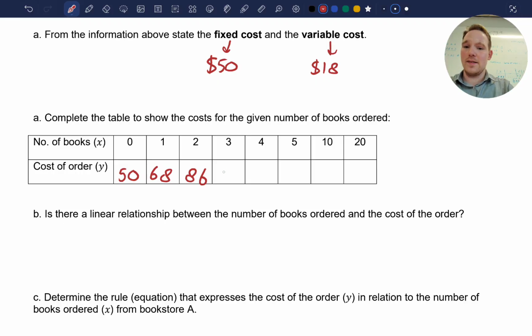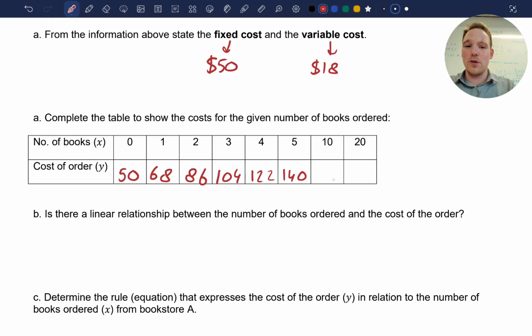All right, so we add 18 again. What do we get? 104. We add 18 again. What do we get? 122. And next up? 140. And then we get 158. We add, oh, sorry, it's 10. I wasn't looking. Yeah, we add 10 times 18.